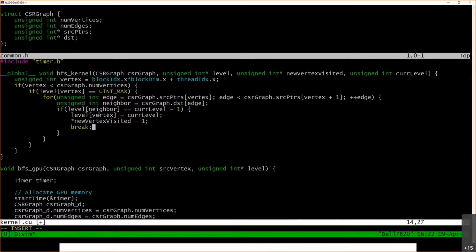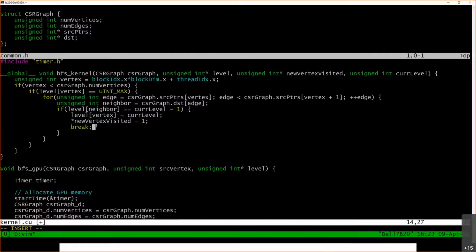Professor, I don't see how this guarantees less control divergence, because even though you're breaking from the loop, the other threads might not be breaking from the loop, or they might be breaking at a later time. So for me, it's still the same level, or even worse.